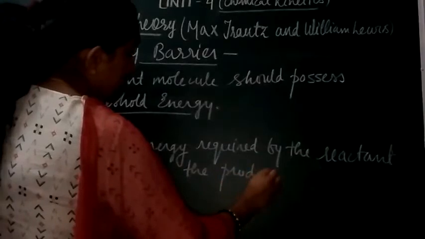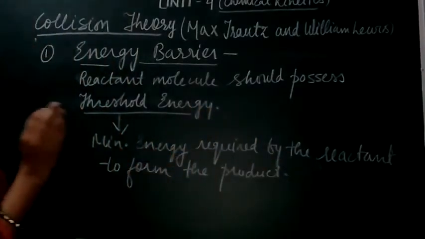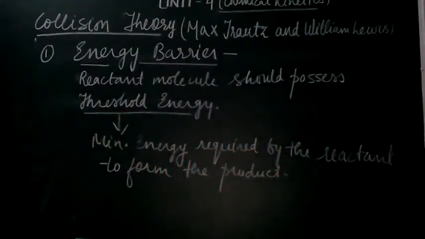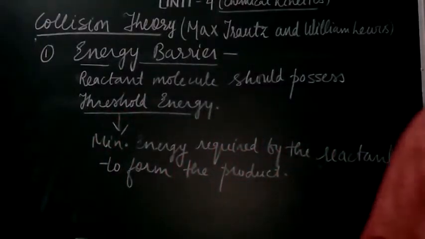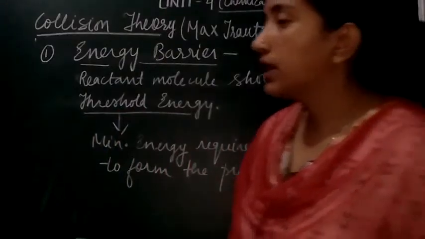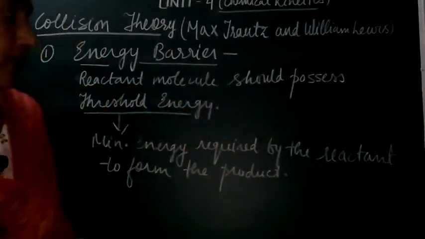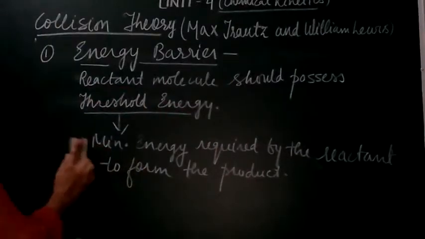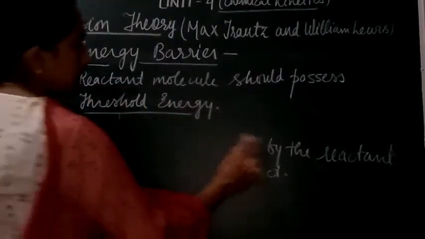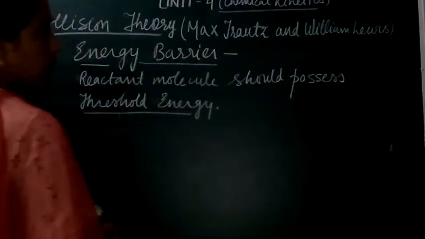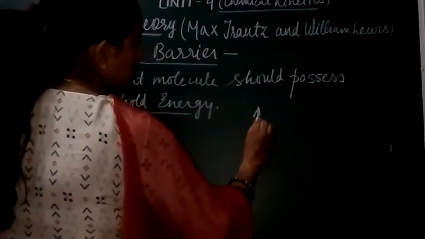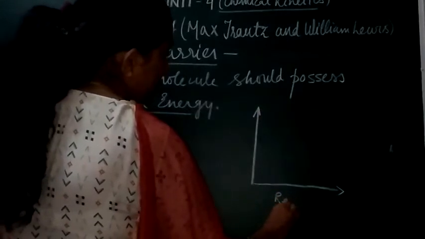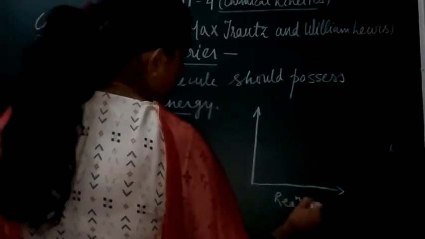Right? If the reactant possesses the threshold energy, this much amount of energy, then only the reactant will be converted into the product. Right? So I'm just drawing here a graph to show you how it can be expressed. Now here it is the reaction rate, the progress of reaction.